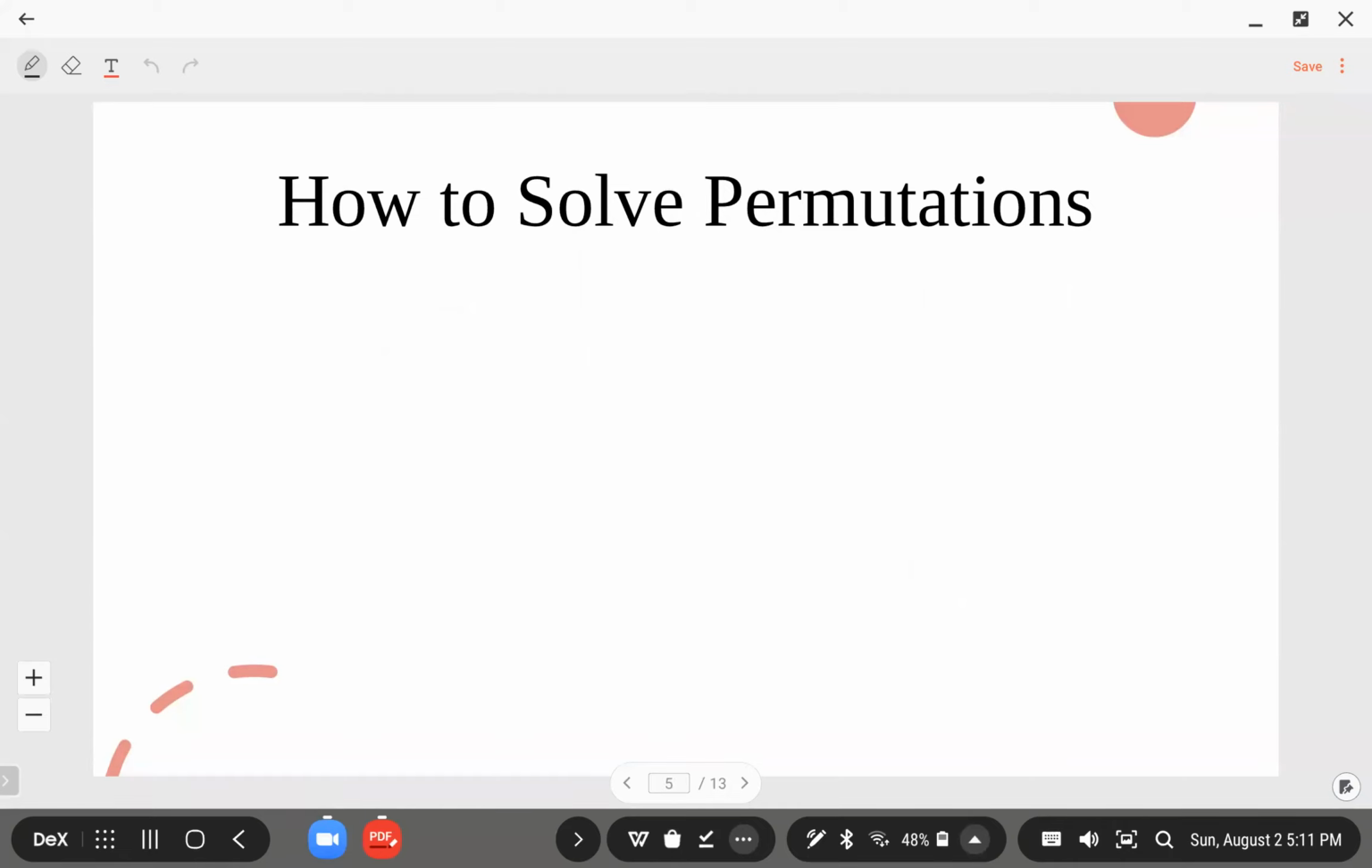And now I'm going to move on to how to solve permutations. Okay, so let's see. First, I'm going to give you a question. Remember, we have to have a set of numbers and solve all the permutations of that set. So I'm going to give you this set, 1, 2, and 3. That's a very basic set, okay? Only 3 symbols or numerals.